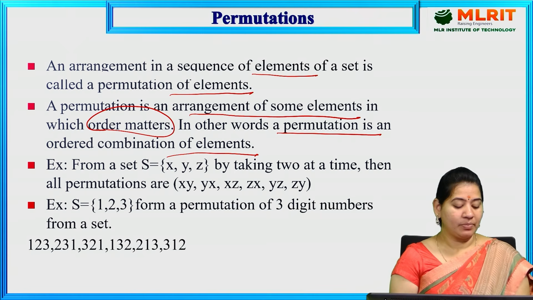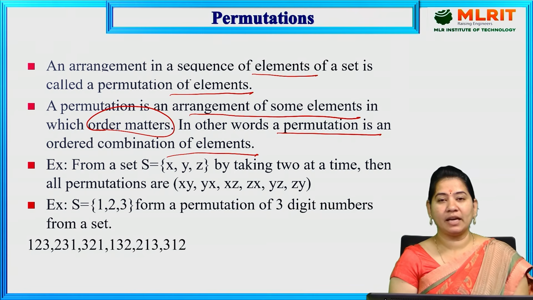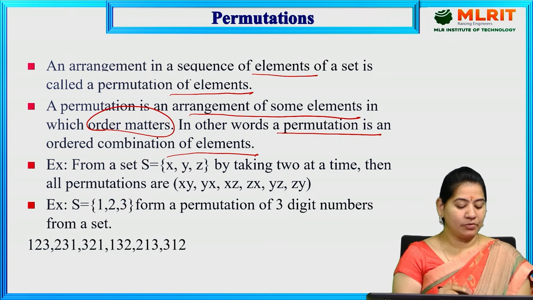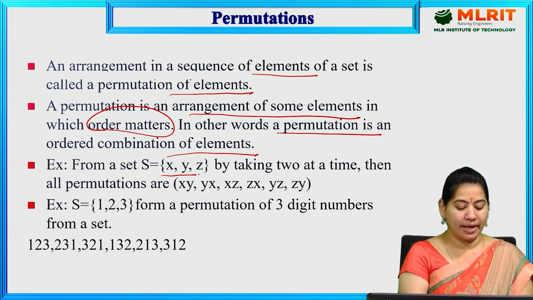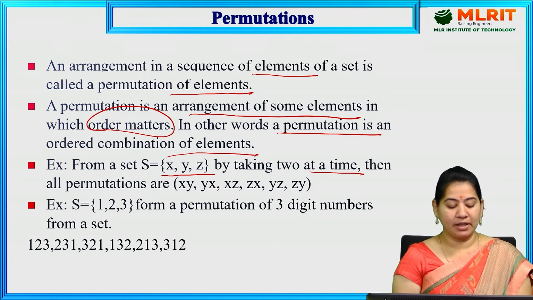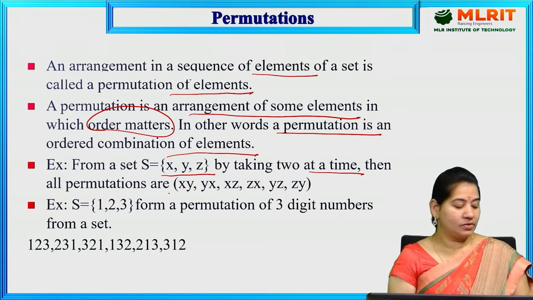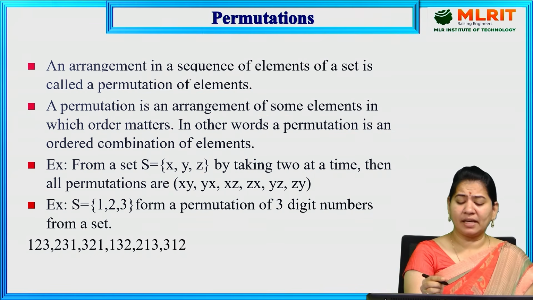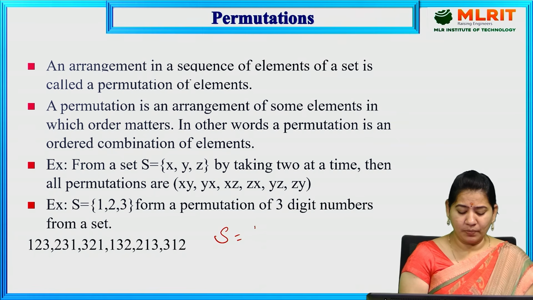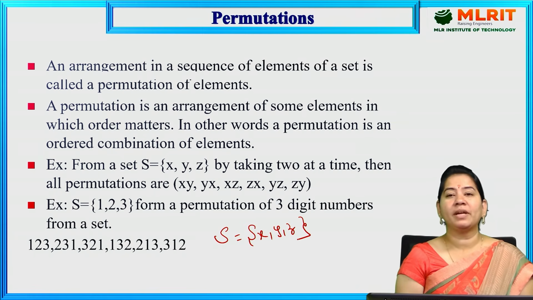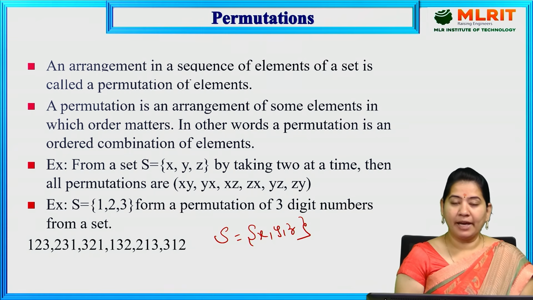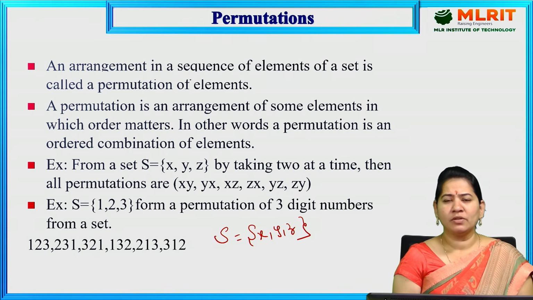Let us understand this permutation along with an example. From a set S = {x, y, z}, by taking 2 at a time, what are all the permutations? Here I have taken some elements x, y, z, and now I want to select 2 at a time. Those 2 can be anything, but you have to arrange them 2 at a time. So how many possible ways do we have?